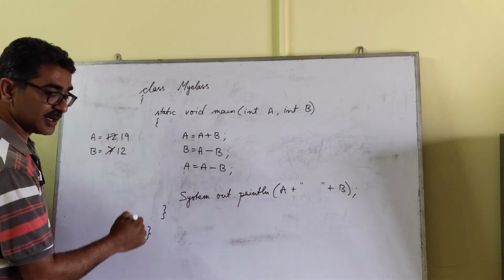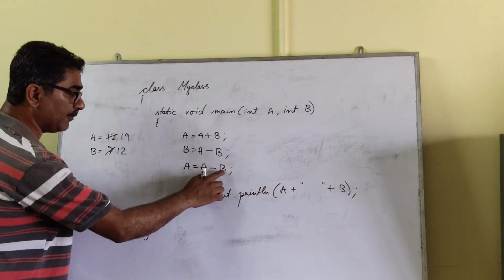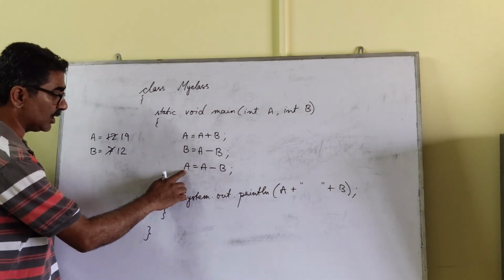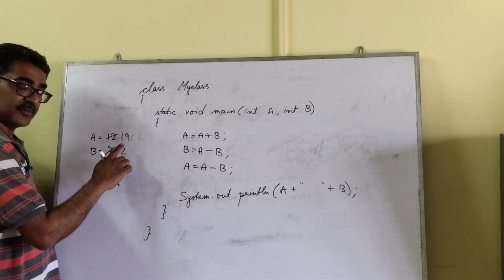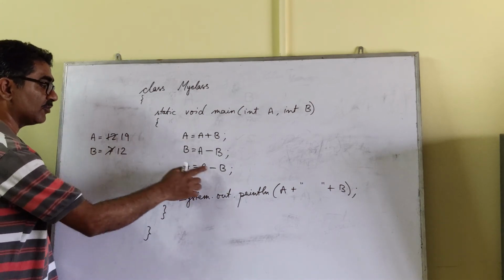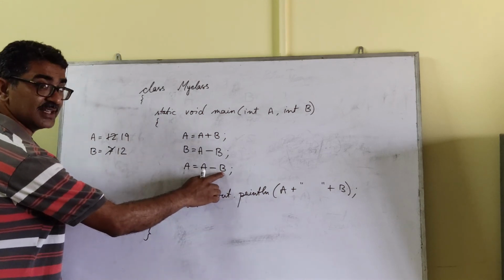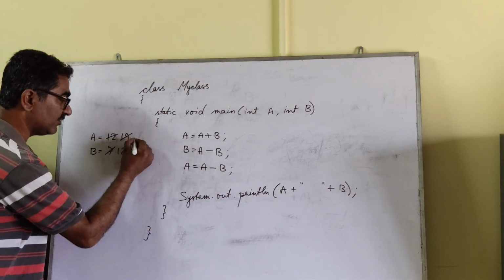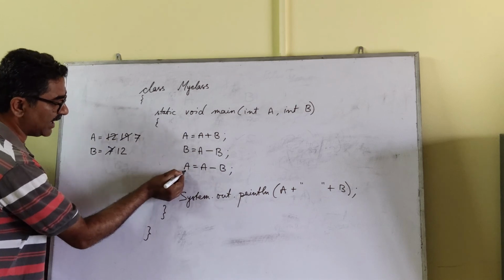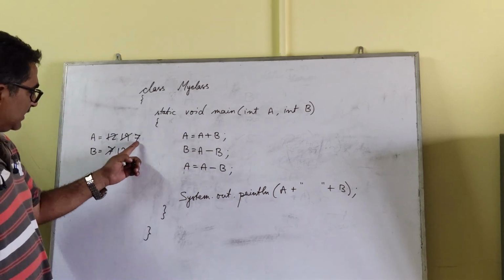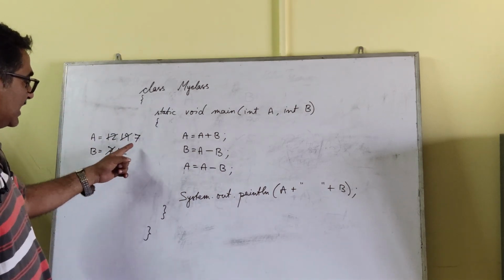Now look at the third statement: A equal to A minus B. What was the previous value of A? 19. What is the value of B? 12. So 19 minus 12 is 7. So the value 7 is assigned to A. So now you can see the values of A and B get interchanged.